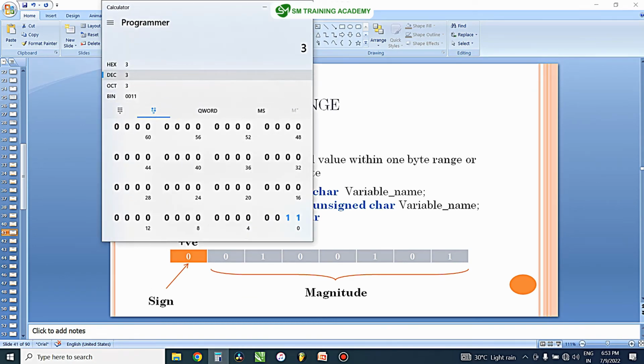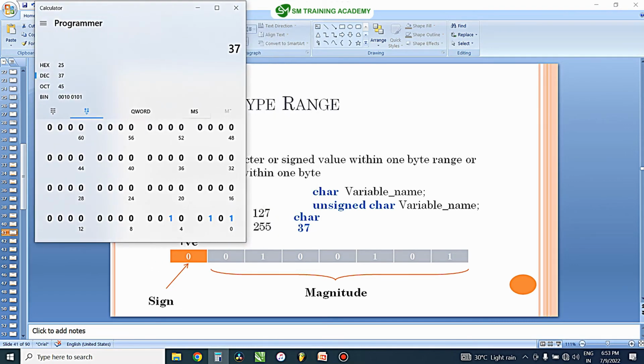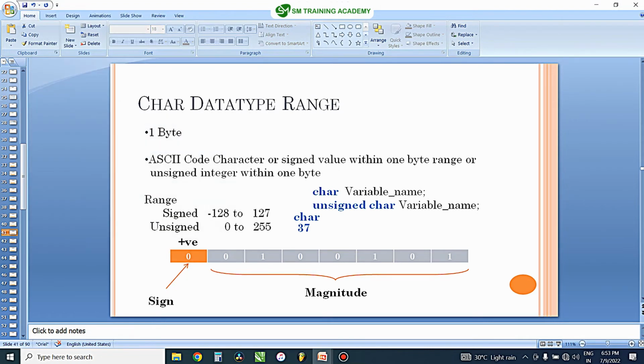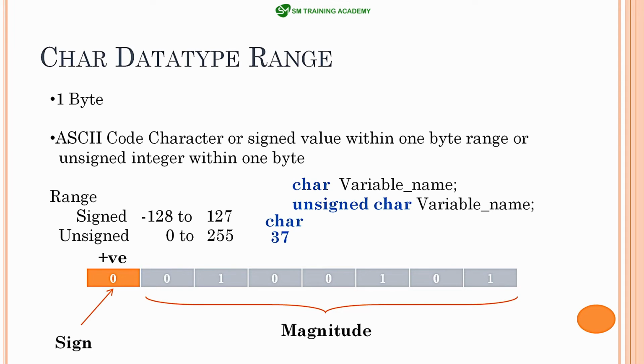I am just typing the number 37. You can clearly see this is the binary representation of the number 37, which will be stored to the memory directly. So that much simple as it is. You can clearly see the positive number is easily converted into hexadecimal and then it is converted into binary and it is stored in the byte of data.